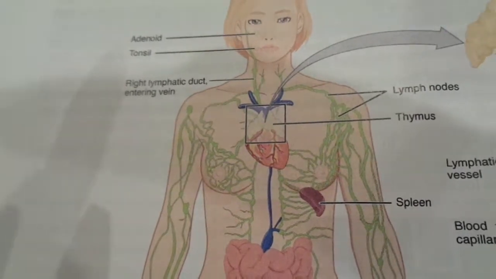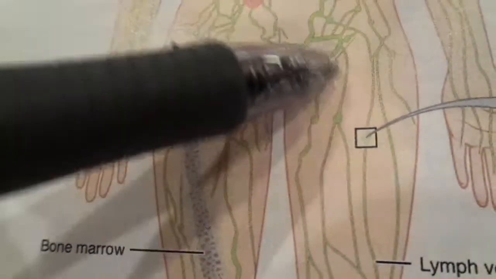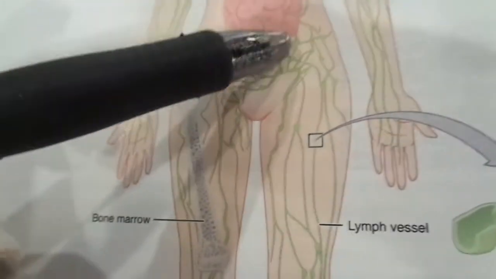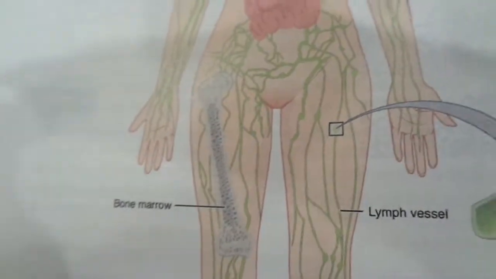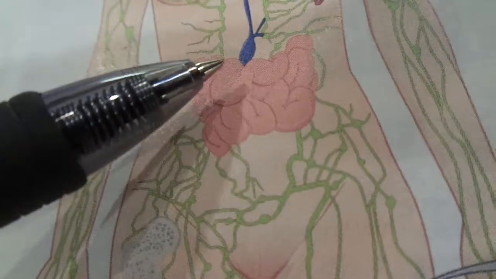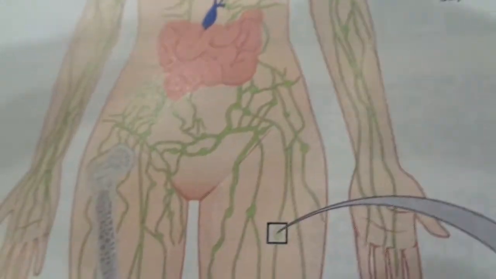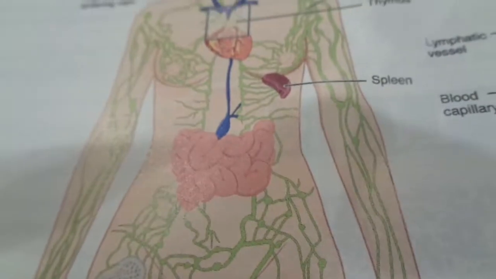nodes. Okay, and then these areas right here, these vessels, these are considered the lymph vessels. Okay, so Peyer's patches would actually be located in the small intestine. Okay, so we're going to switch back over to my other diagram here.